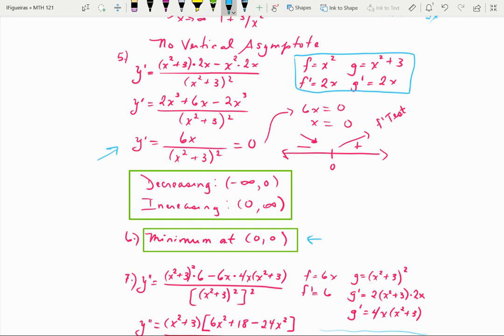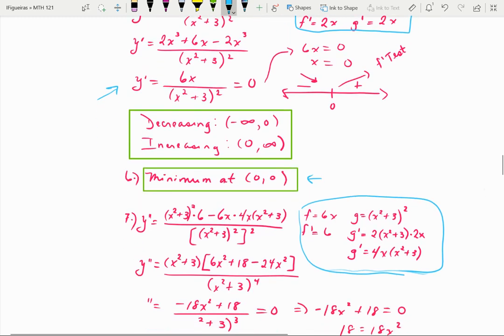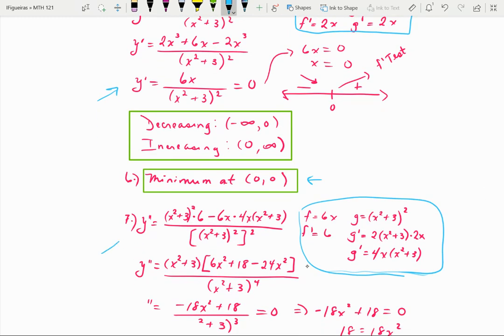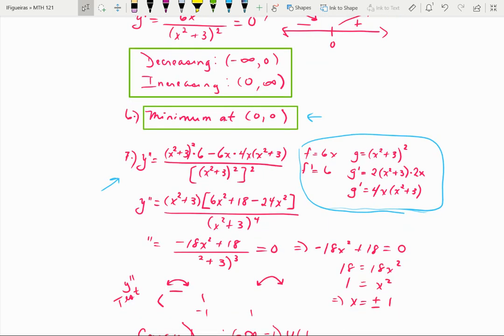Now, to find y double prime, or the second derivative, you are basing that off of your first derivative here, again using quotient rule. So again, the work is here. Let's see if this draws properly. Work is here. We plug in to the quotient rule formula, and when you simplify, you end up with a derivative of, somehow this got erased, negative 18x squared plus 18 over (x squared plus 3) to the third power.